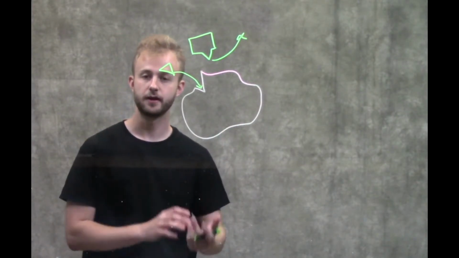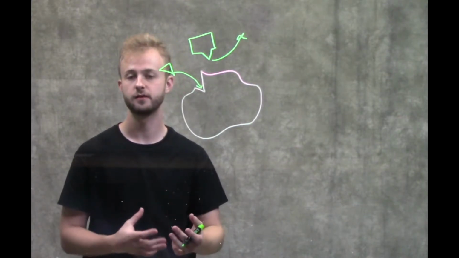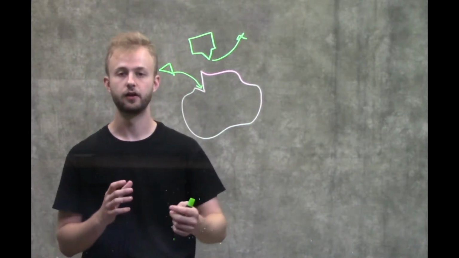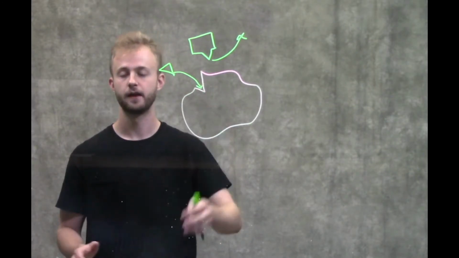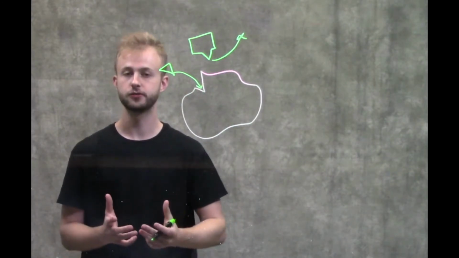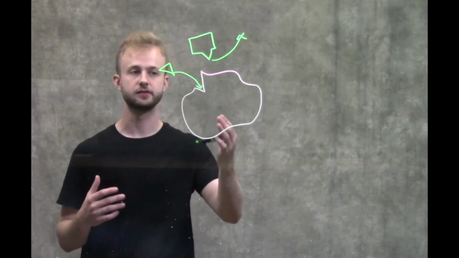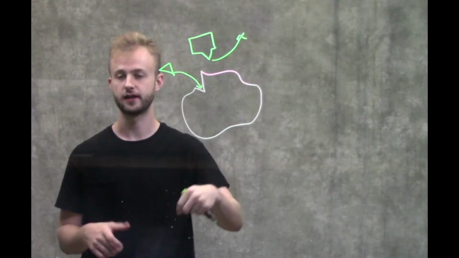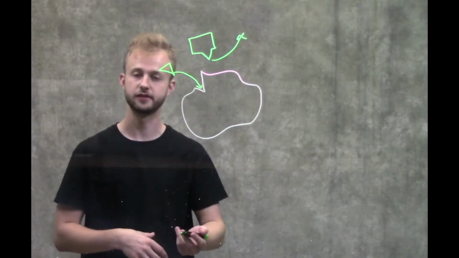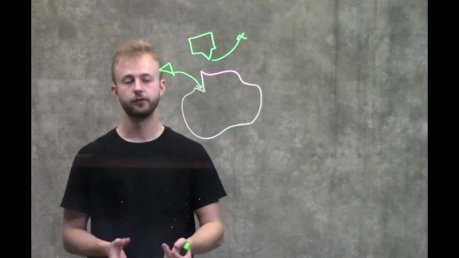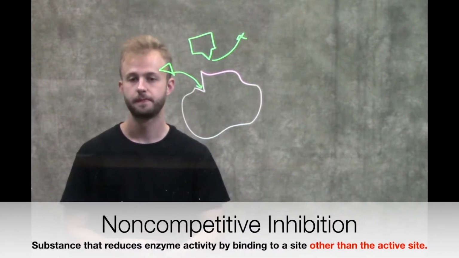Something that makes competitive inhibition unique is that it can be reversed or overcome by increasing the concentration of your substrate. If you increase the concentration of your substrate, you make it more likely that the substrate will bump into the enzyme's active site and bind, rather than the competitive inhibitor ending up in the active site and binding. So, moving on to non-competitive inhibition.